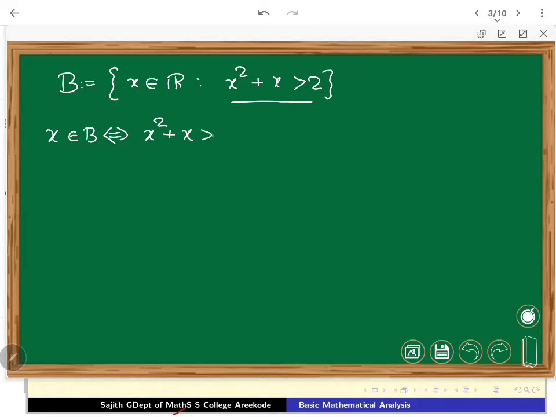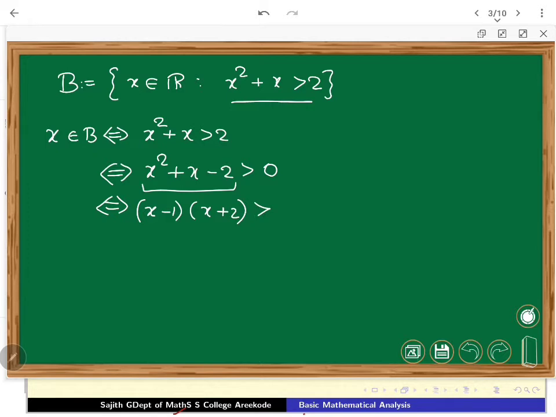But I can rewrite it in the following manner. I want to move the 2 to the left side. Basically, I am adding minus 2 on both sides, which gives a comparison with 0 and is easy to handle. So x squared plus x minus 2 is greater than 0. The advantage in writing it this way is that I can factorize it. It becomes x minus 1 times x plus 2, which is greater than 0. That is the condition that holds.